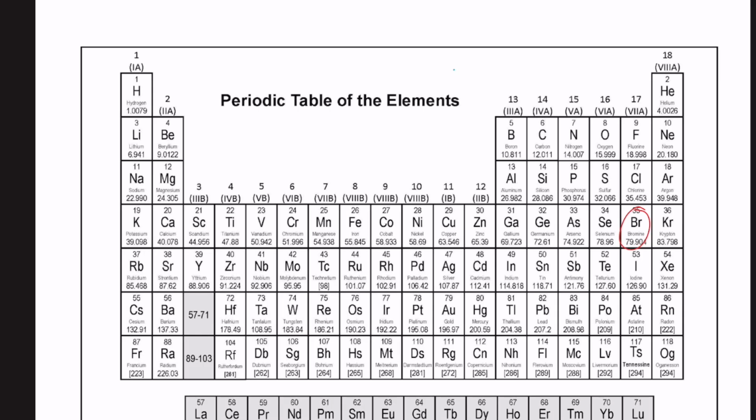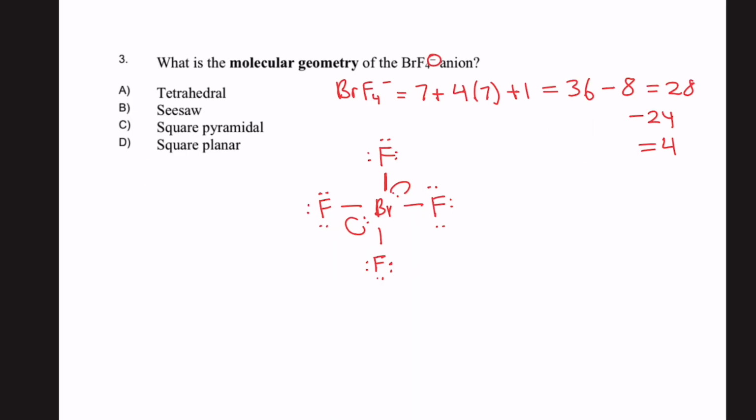And as a reminder, bromine is below period 3. It's in period 4, so it can have an expanded octet. So now I'm going to calculate the formal charges to make sure I've done this correctly.